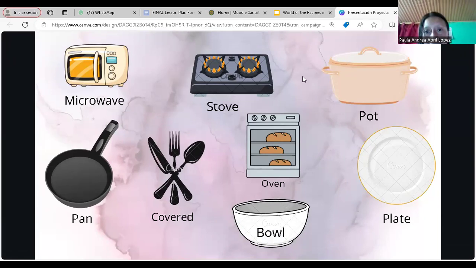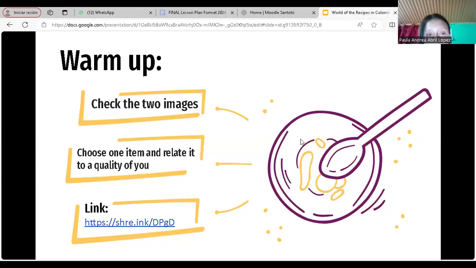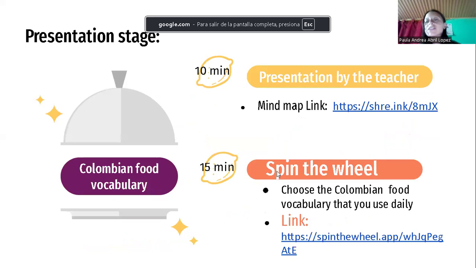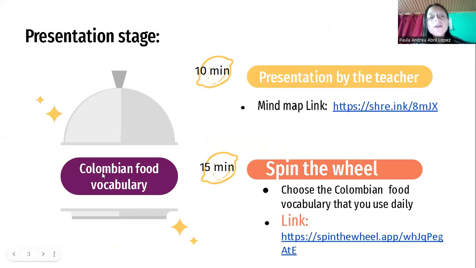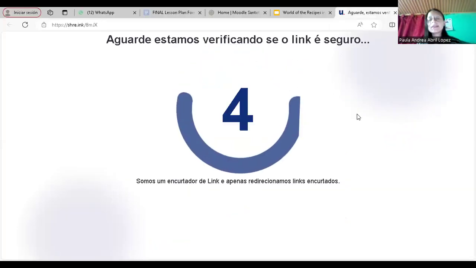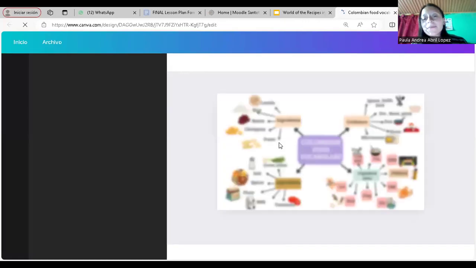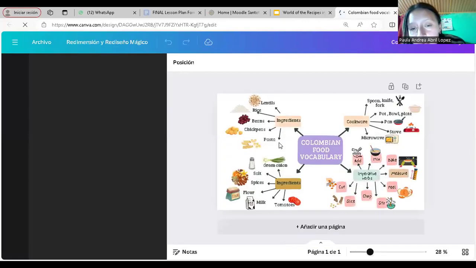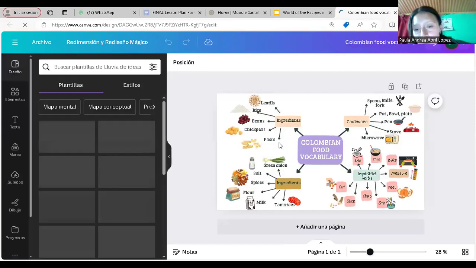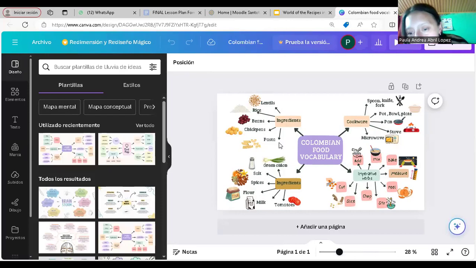And well, now we are going to move to the presentation stage. In the presentation stage, we're going to learn about Colombian food vocabulary through a mind map that you can find in this link. And well, Colombian food vocabulary is divided in three items: first, ingredients, cookware, and imperative verbs.